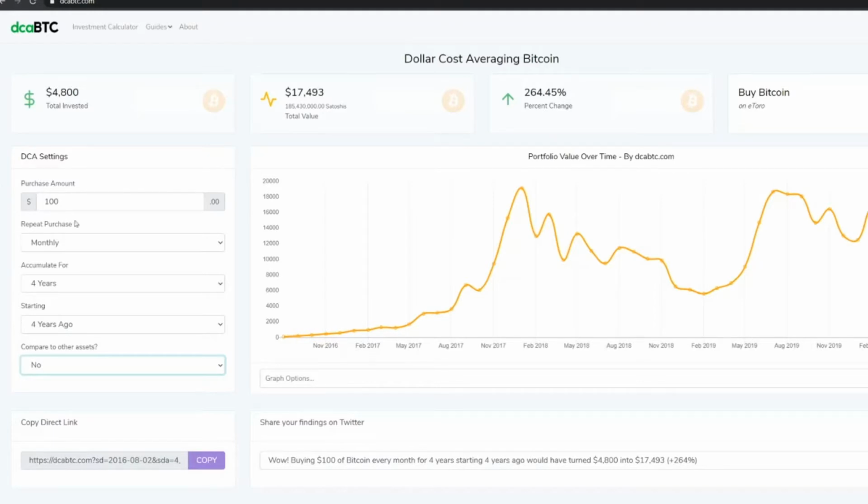If you put $100 a month in, just $100 a month, starting 4 years ago, so August 2nd, 2016, you would have invested $4,800, and right now you would have $17,500. Looking at that, you're probably like, well, that's not that exciting. I'm not going to get rich. I came to crypto because I'm supposed to get rich, right?